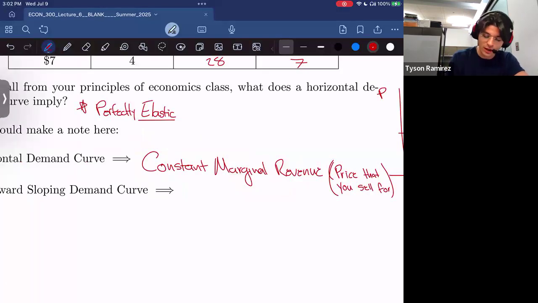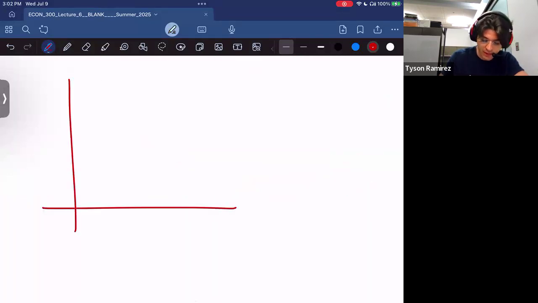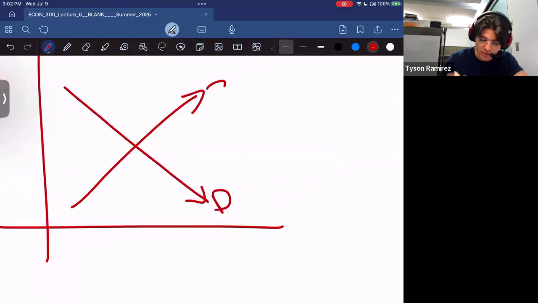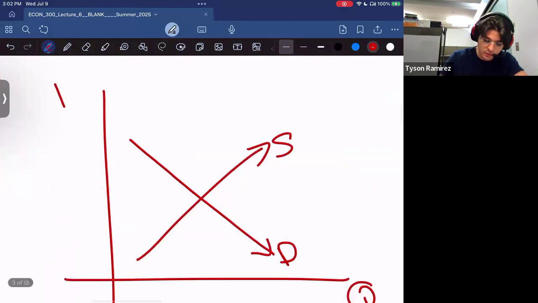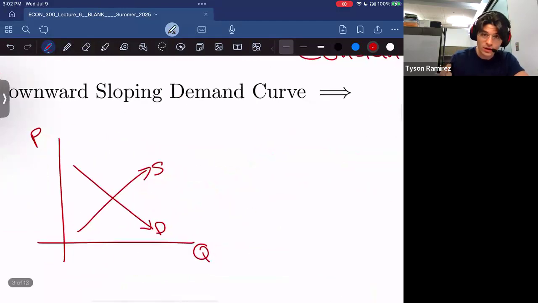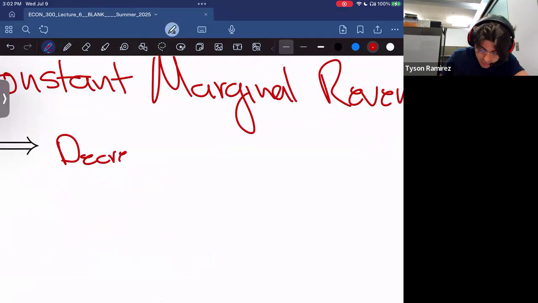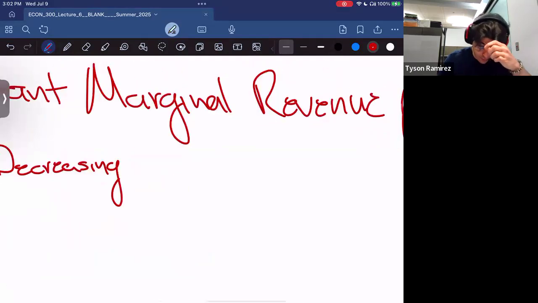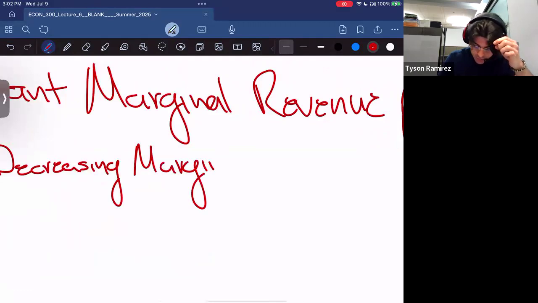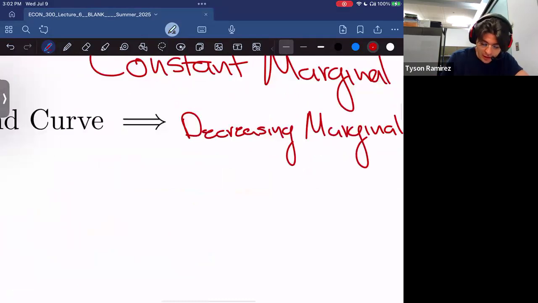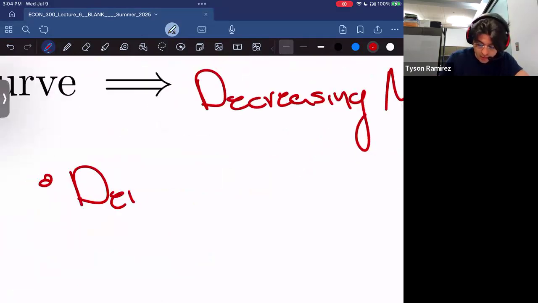As opposed to a downward sloping demand curve, all right, where we're used to seeing something like this. Demand is downward sloping, and supply is upward sloping. Well, a downward sloping demand curve implies that we get decreasing marginal revenue. All right. Of course, this is going to imply that demand is not perfectly elastic.